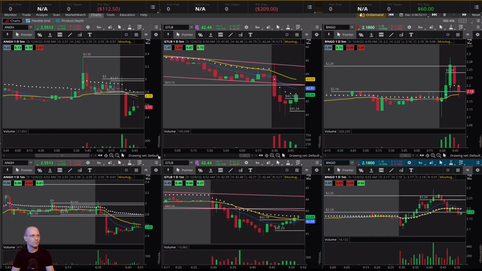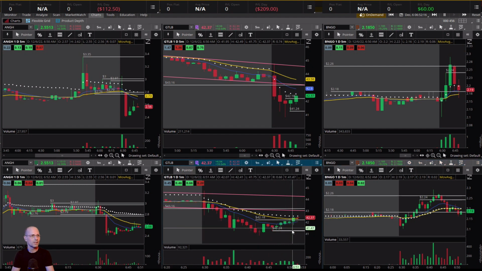And of course, GTLB is moving higher, so I could have held that. I just didn't like that pullback. Sometimes when those pull back below the VWAP like that, they'll just drop straight down, and I don't want to take that kind of loss.